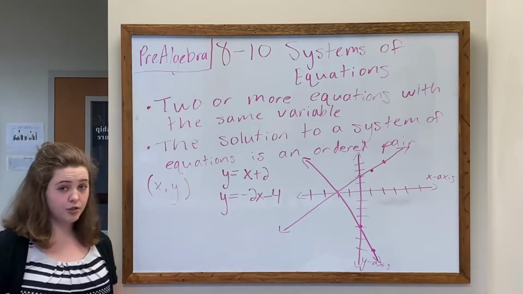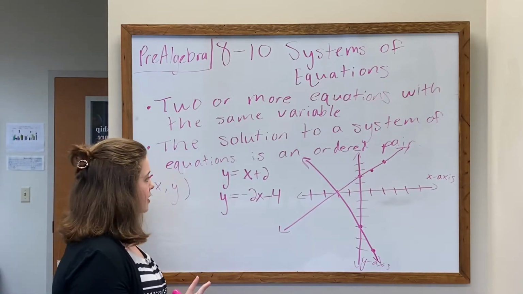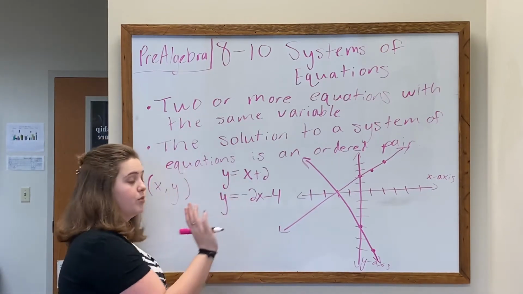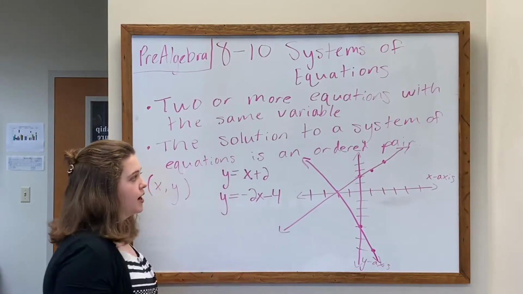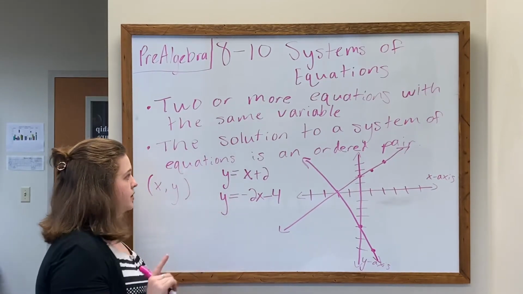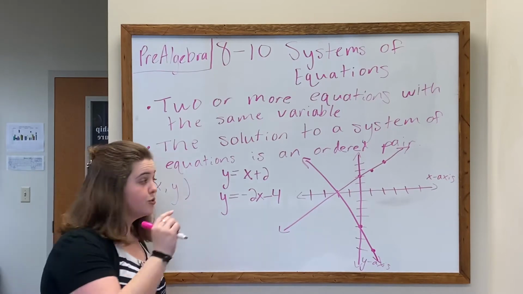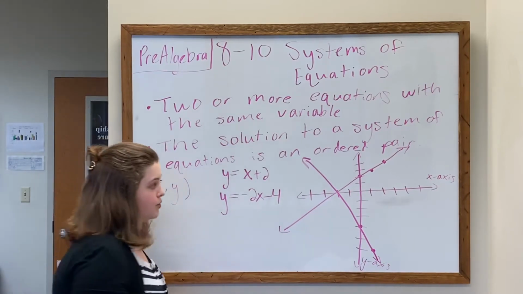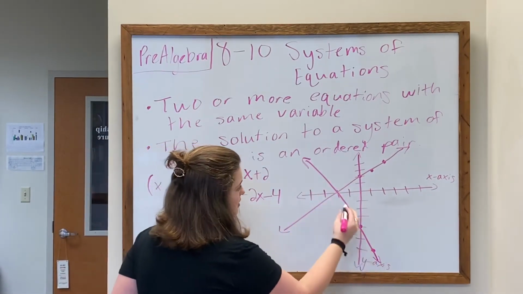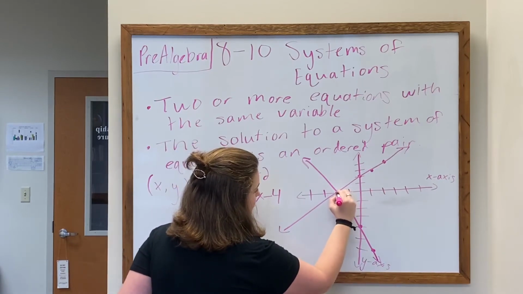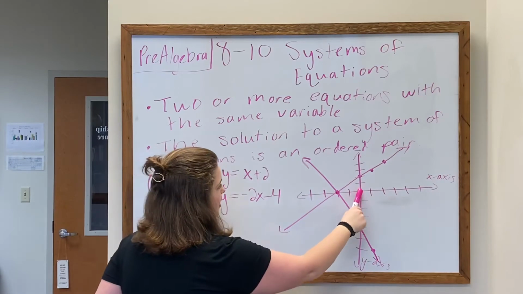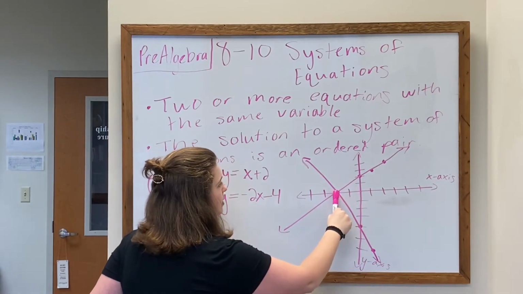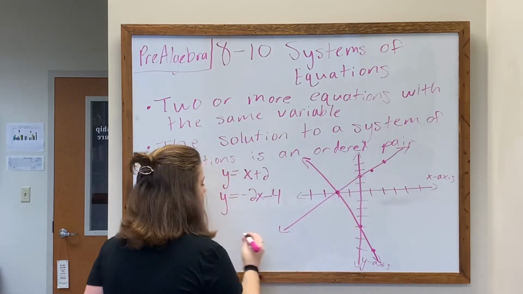Okay, so we've graphed our two lines just like we've been doing. We've been doing only one line up until this point, but now we've got both of these lines graphed, and the solution is the ordered pair where these two lines intersect. So if you can see where they cross, it's going to be right here. And that looks like it's at when x is -2 and y is 0.